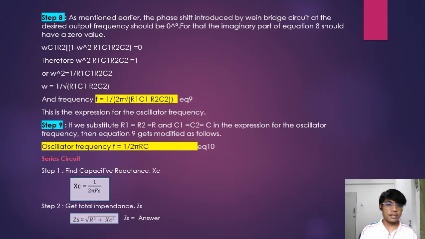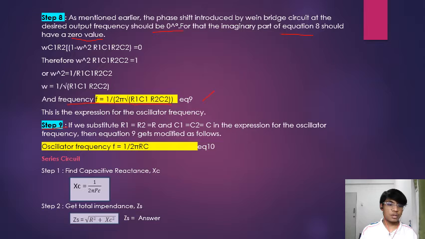Okay, for step 8, as mentioned earlier, the phase shift introduced by the Wein bridge circuit at the desired output frequency should be 0. For that, the imaginary part of equation 8 should have a 0 value. So from the derivation of equation 8, we obtain the frequency equation, which we consider as equation 9. And from the expression for the oscillator frequency, we summarize at the last step, which is step 9.